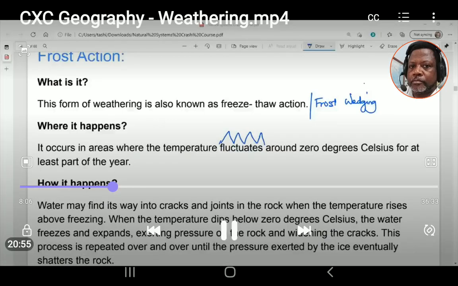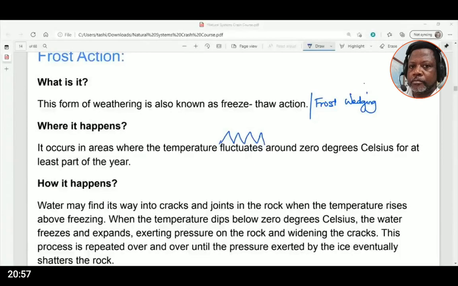We continue. It is getting smaller, etc. So the freezing and the thawing puts pressure on my bottle. And as somebody said before, eventually my bottle is just going to burst. The same thing happens with frost action. Because we said this happens in areas where the temperature is fluctuating, meaning up and down around 0 degrees. So this minute it is freezing, next minute it is not freezing.